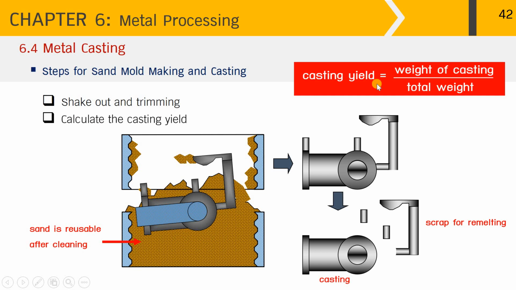And finally, the casting yield can be obtained by dividing the weight of the casting by the total weight of the whole casting and the scrap.